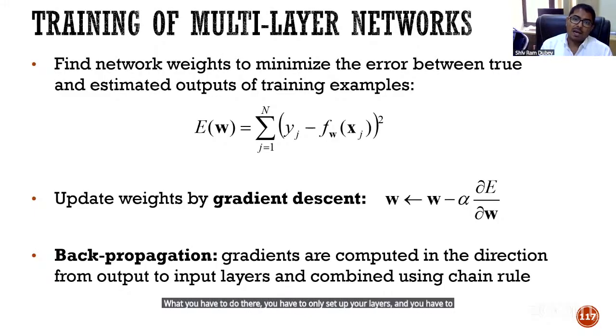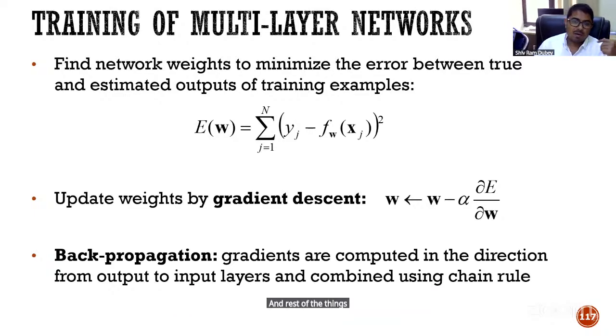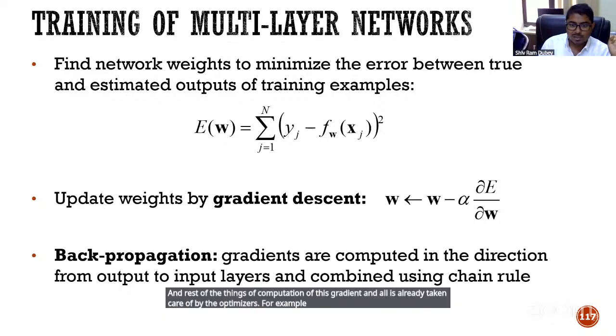and see the proper connectivity, that the output of the first layer is given as the input to the second layer, output of the second layer is given as the input to the third layer, and the rest of the computation of the gradient is already taken care of by the optimizers. For example, if you are using the Adam optimizer, then it will compute all the gradients and perform the updates accordingly. So you need not bother there. But conceptually, you should be able to know how this is happening.